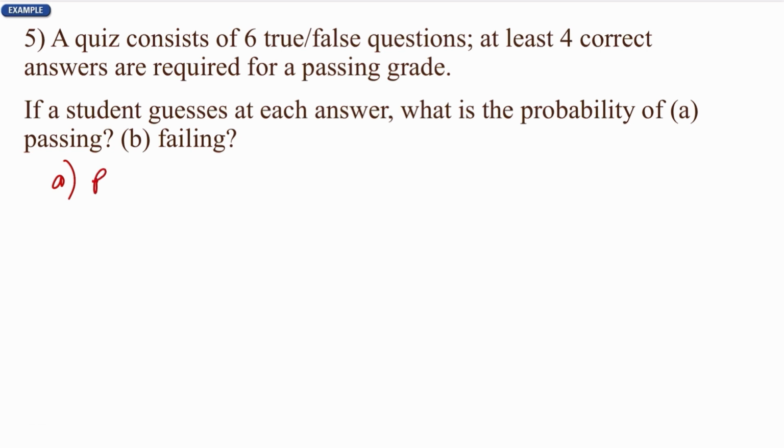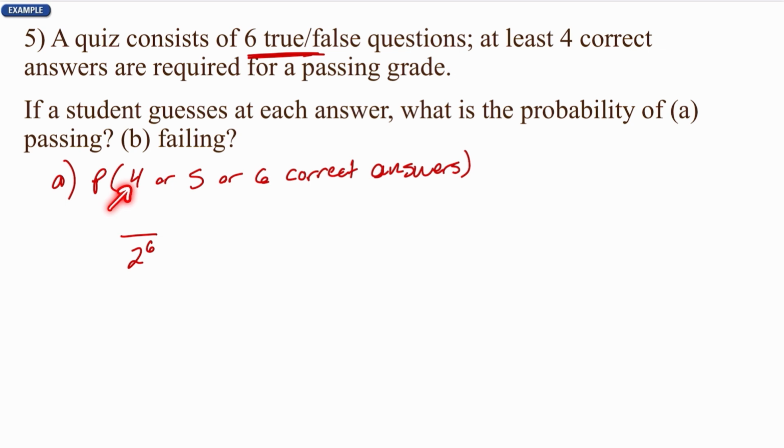So for part A, getting a passing grade, you need at least 4. So we're going to say 4 or 5 or 6 correct answers. So here's the thing. The denominator is going to be 6 true false questions. So that's just going to be, there's 2 choices, true or false, and you have it 6 times. Now the number of ways that you can get 4 of those correct, we can do a combination. So a combination of 6C4, 6 questions, and you want 4 of them to be correct.